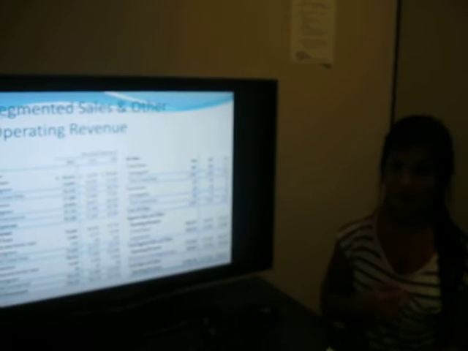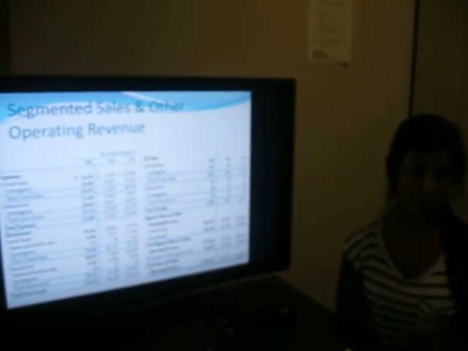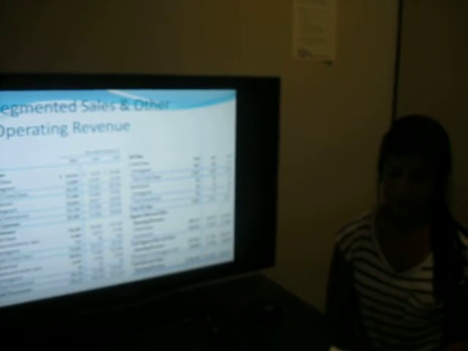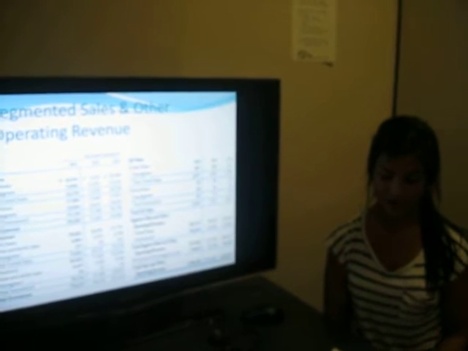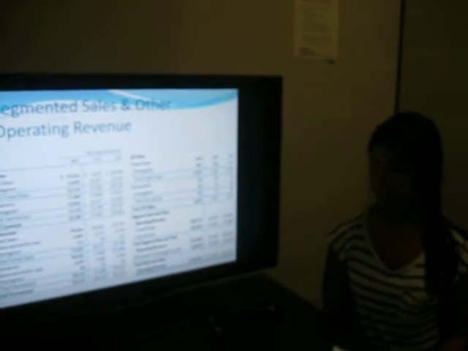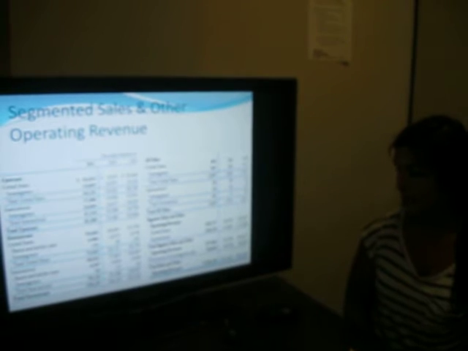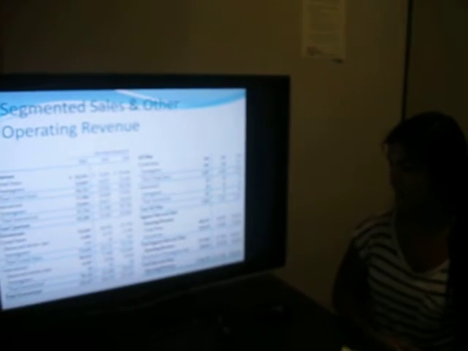Lastly is the segmented sales and other operating revenue. The total upstream was $65,289 and the total downstream was $170,157 with a total of $198,198.